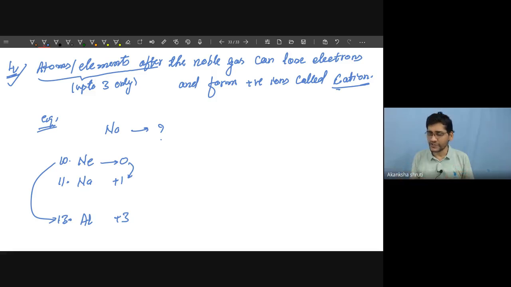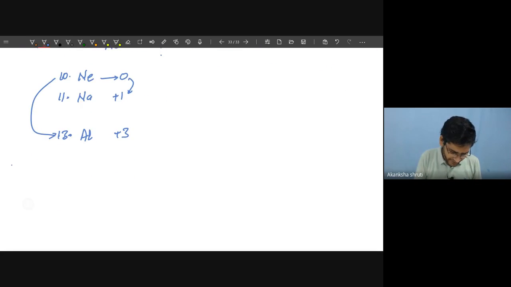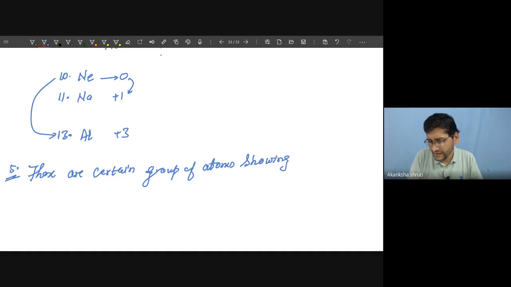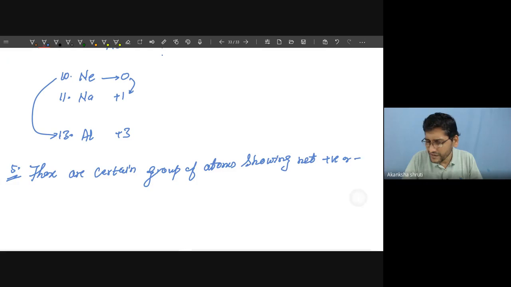So how do this positive and negative work? Students, write down the fifth point. There are certain groups of atoms showing net positive or negative charge.